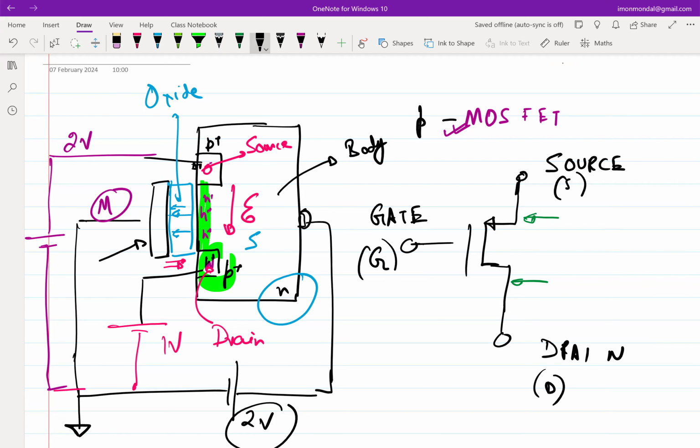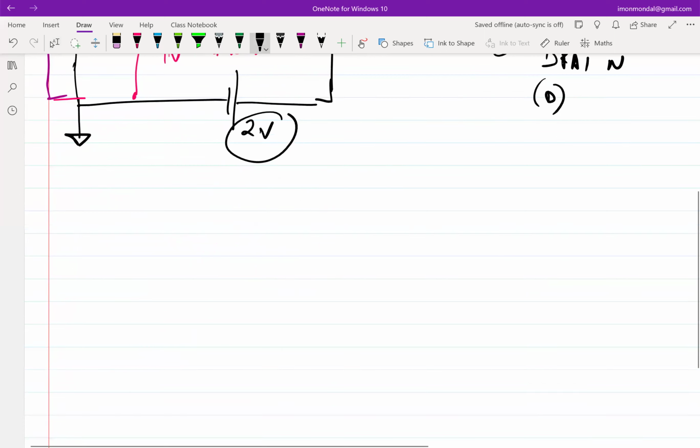Okay, so now let's assume that this is the device. And this is our 2-port.